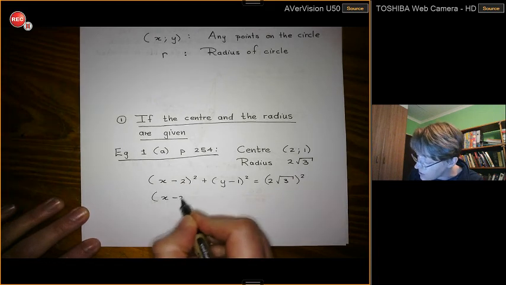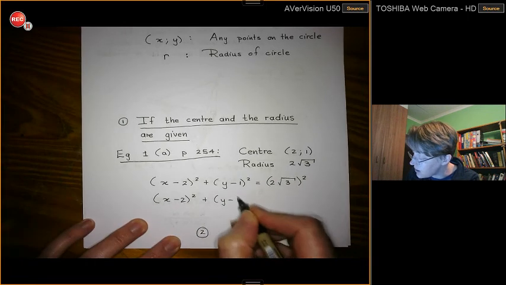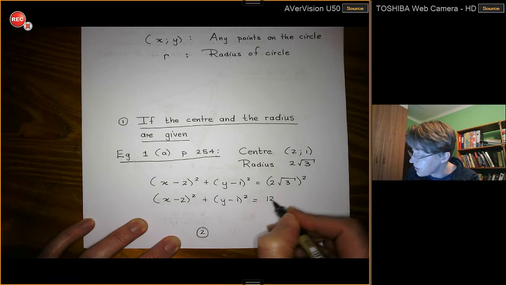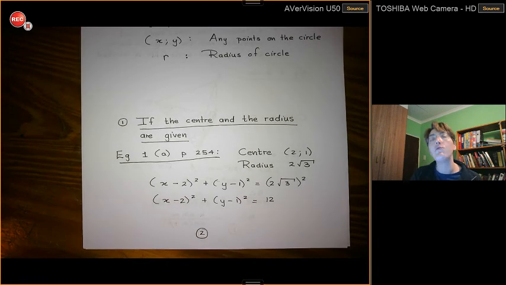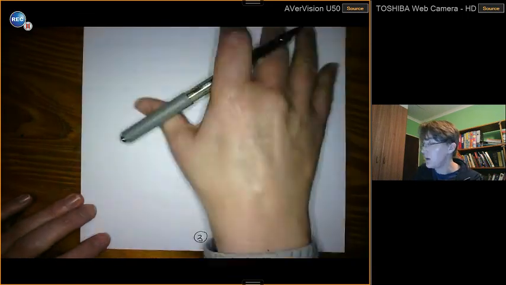So (x minus 2) squared plus (y minus 1) squared is then equal to 2 squared, so 4, times 3 squared, which is 12. So they consider that to be the standard form of a circle equation, and that's why you don't have to expand the brackets. You can just keep it like that. So that's the answer. That's the equation of that particular circle. Okay, next.